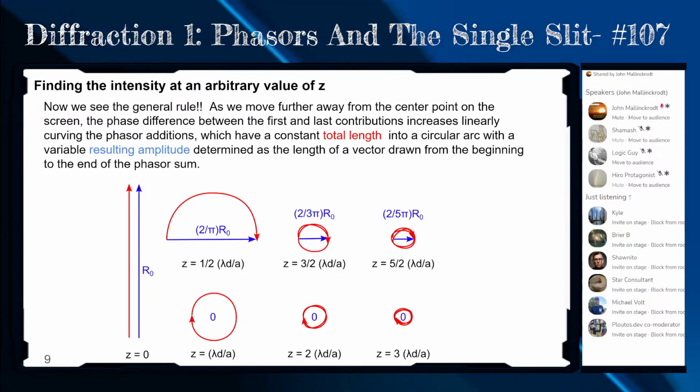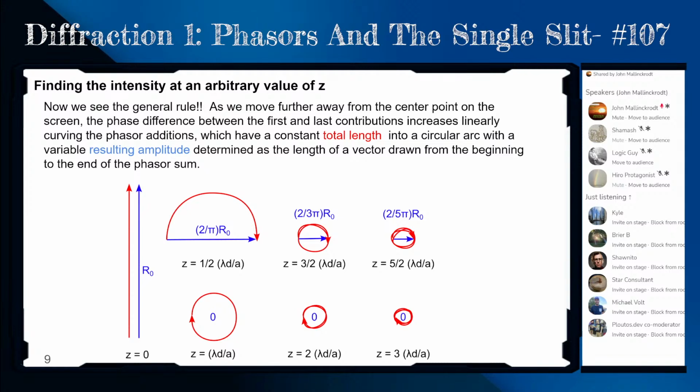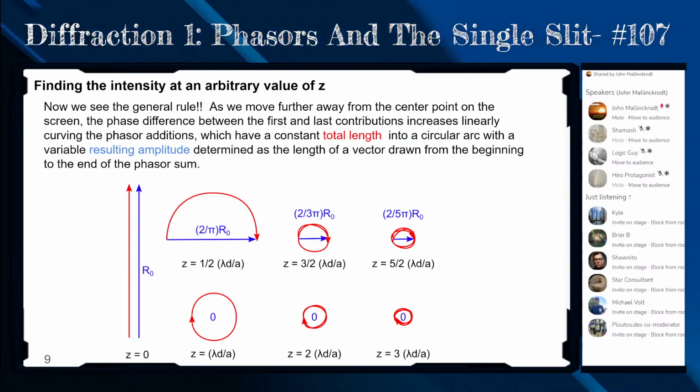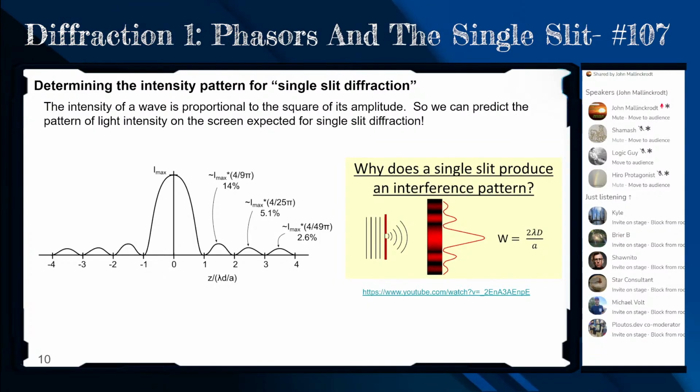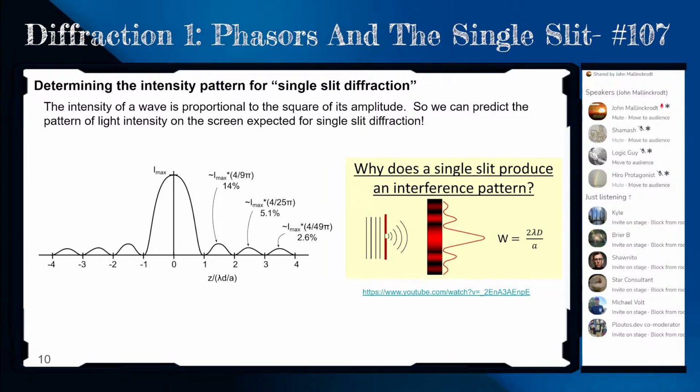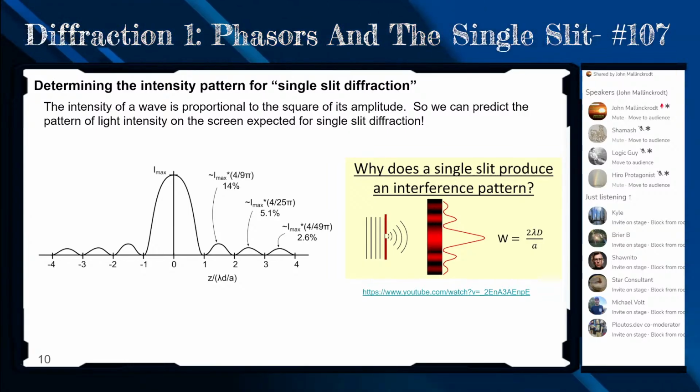If you once again take a look at slide 9, you kind of see the pattern that we've got. Every time we go out on the screen by 1 times lambda d over a, we get to a place where there's no amplitude of the wave. And in between those, there are little local maximums that are getting smaller and smaller as we get further and further out. So I show that on slide 10. The only additional thing you need to know to finish this off is that the intensity of a wave is proportional to the square of its amplitude. So we can take those amplitudes that we're determining and square them to get the pattern on the screen itself.